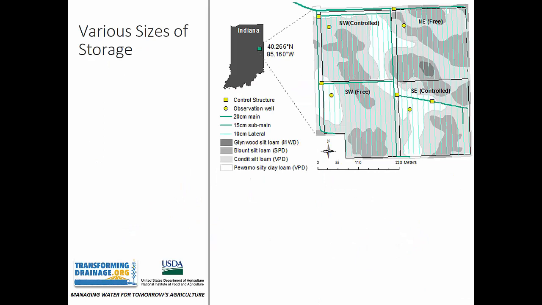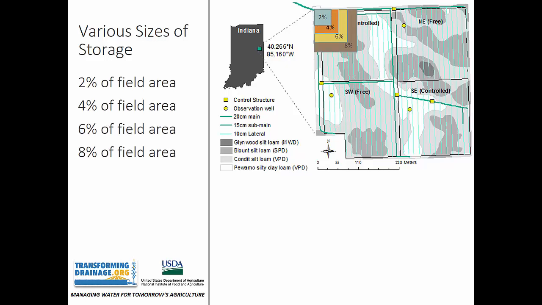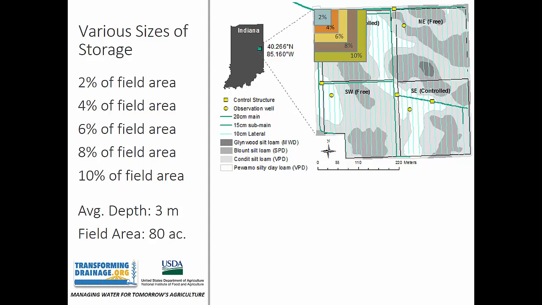Now, since storage volume is expected to be one of the primary characteristics of defining potential benefits of the practice, both in terms for irrigation and water quality goals, this analysis set out to evaluate a range of storage sizes representing 2, 4, 6, 8, and 10% of the field area, each at an average depth of 3 meters. We used a drained and irrigated field area of 80 acres. So essentially in this case, 2% storage represents a 1.6 acre on-farm water storage. 6% storage represents a 4.8 acre on-farm water storage, and so on.